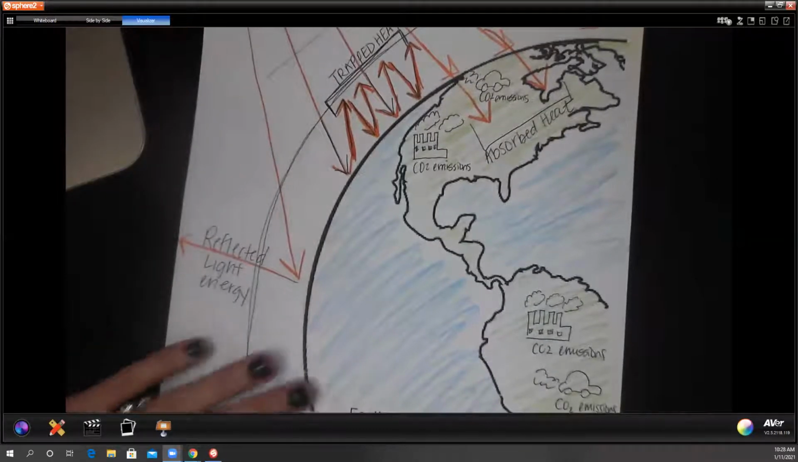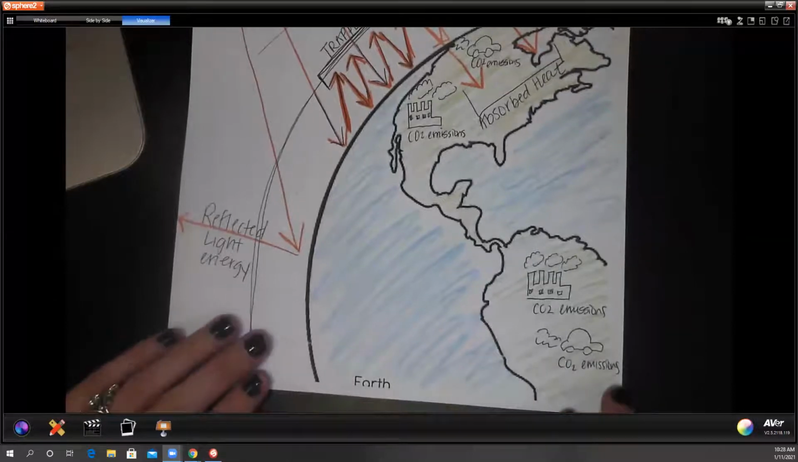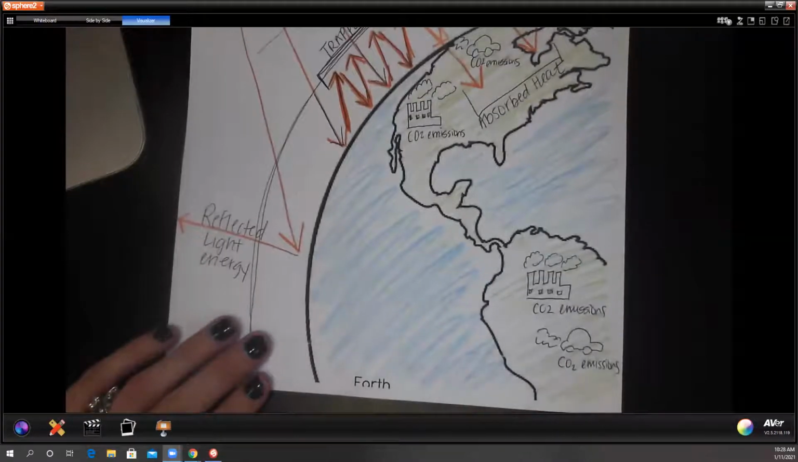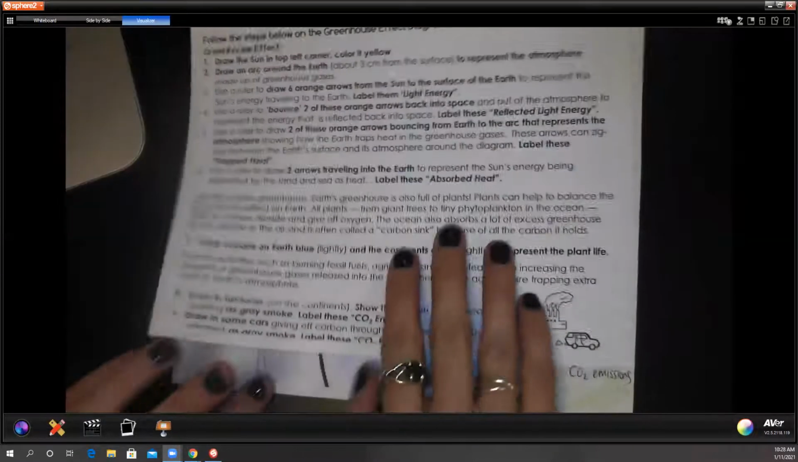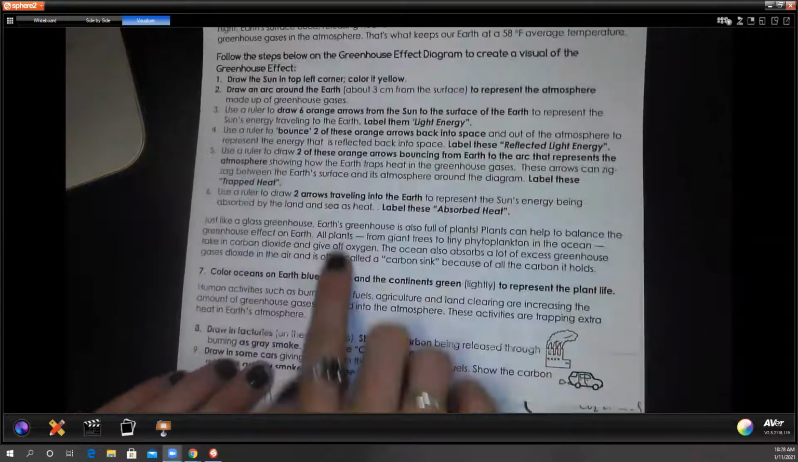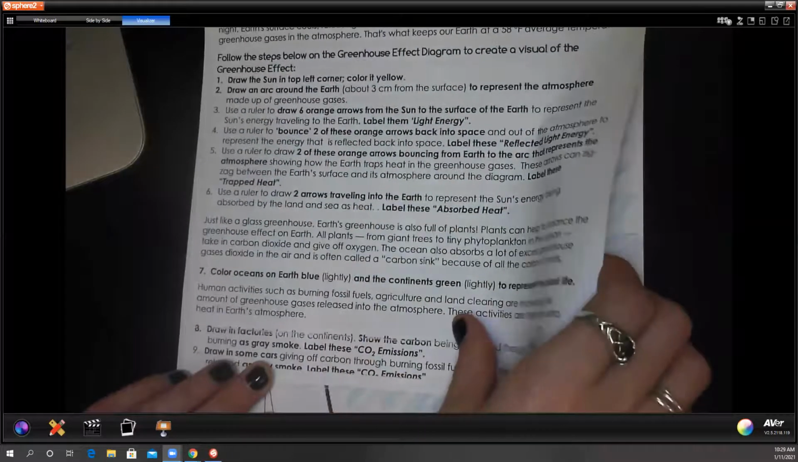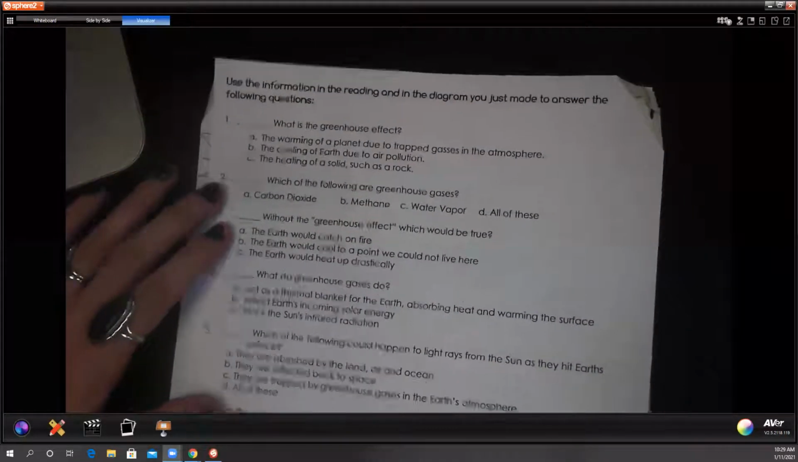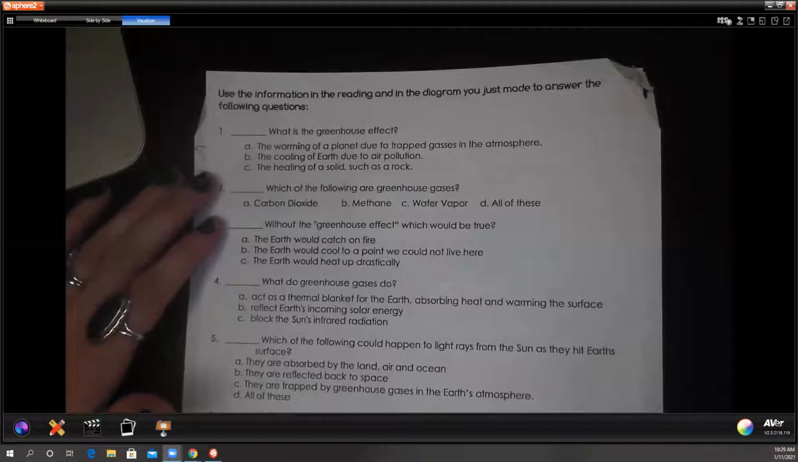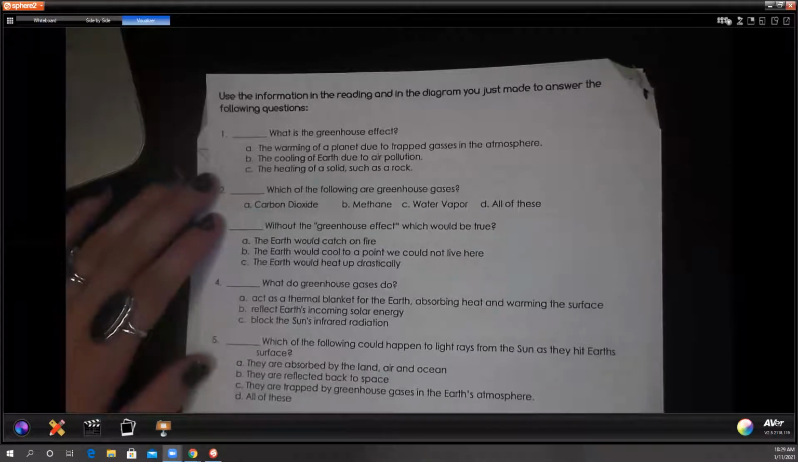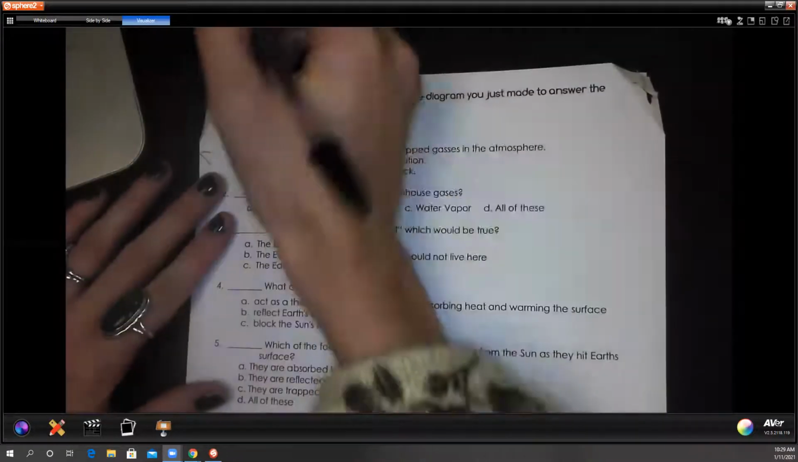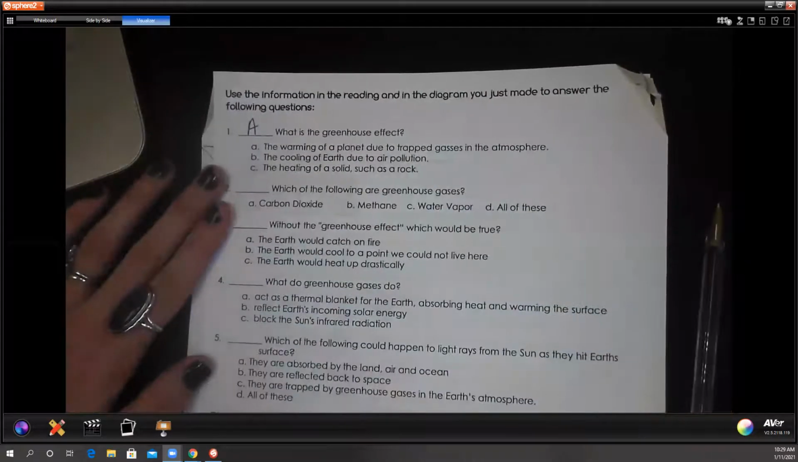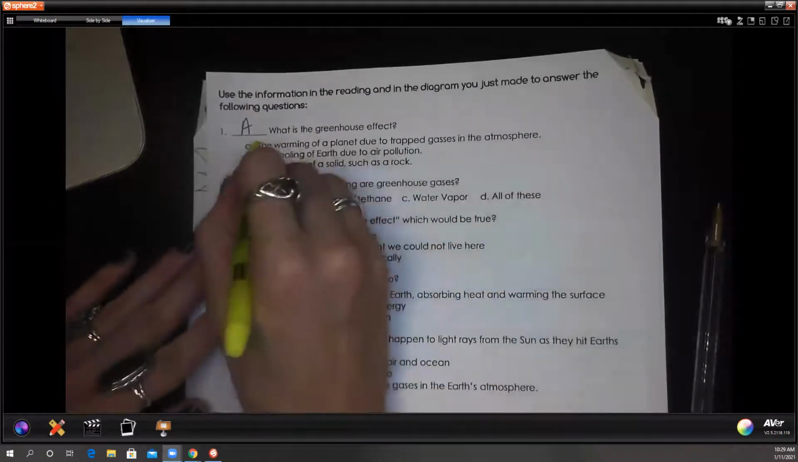Let's go ahead and go back to our questions. If you didn't finish this, you can take this home and finish it. You have the directions on here, right? All right. What is the greenhouse effect? Who can answer this one for me? Carlos. Hey, very good. The warming of the planet due to trapped gases in the atmosphere.